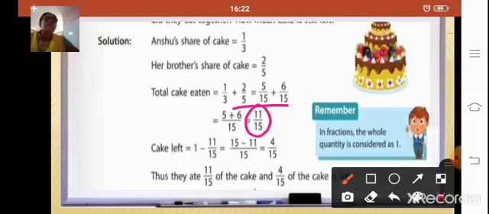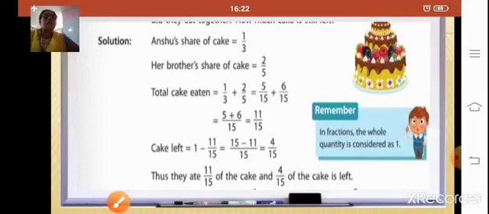Okay. Now always remember, in fractions the whole quantity is always considered as 1. Okay, now let us solve some exercise sums.